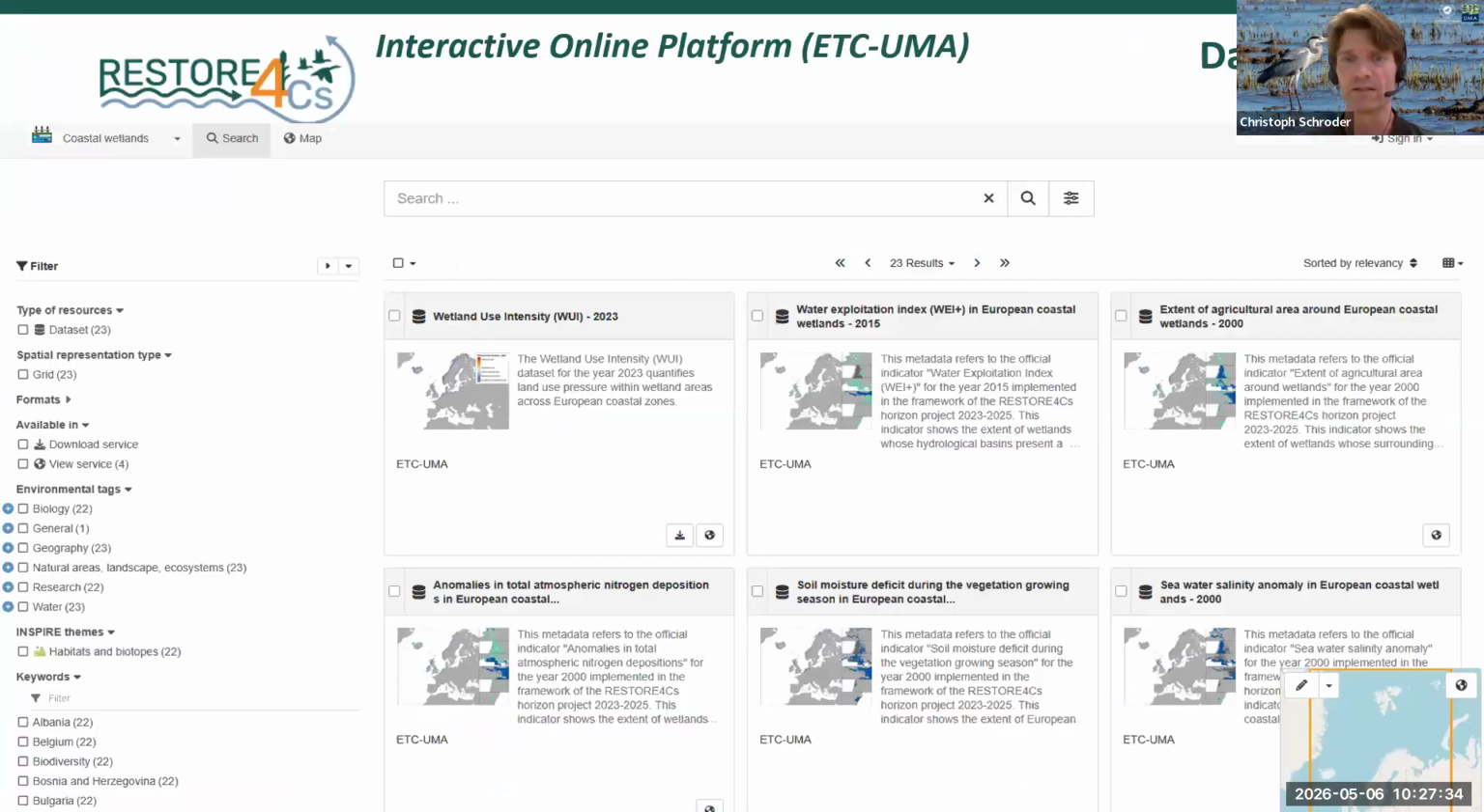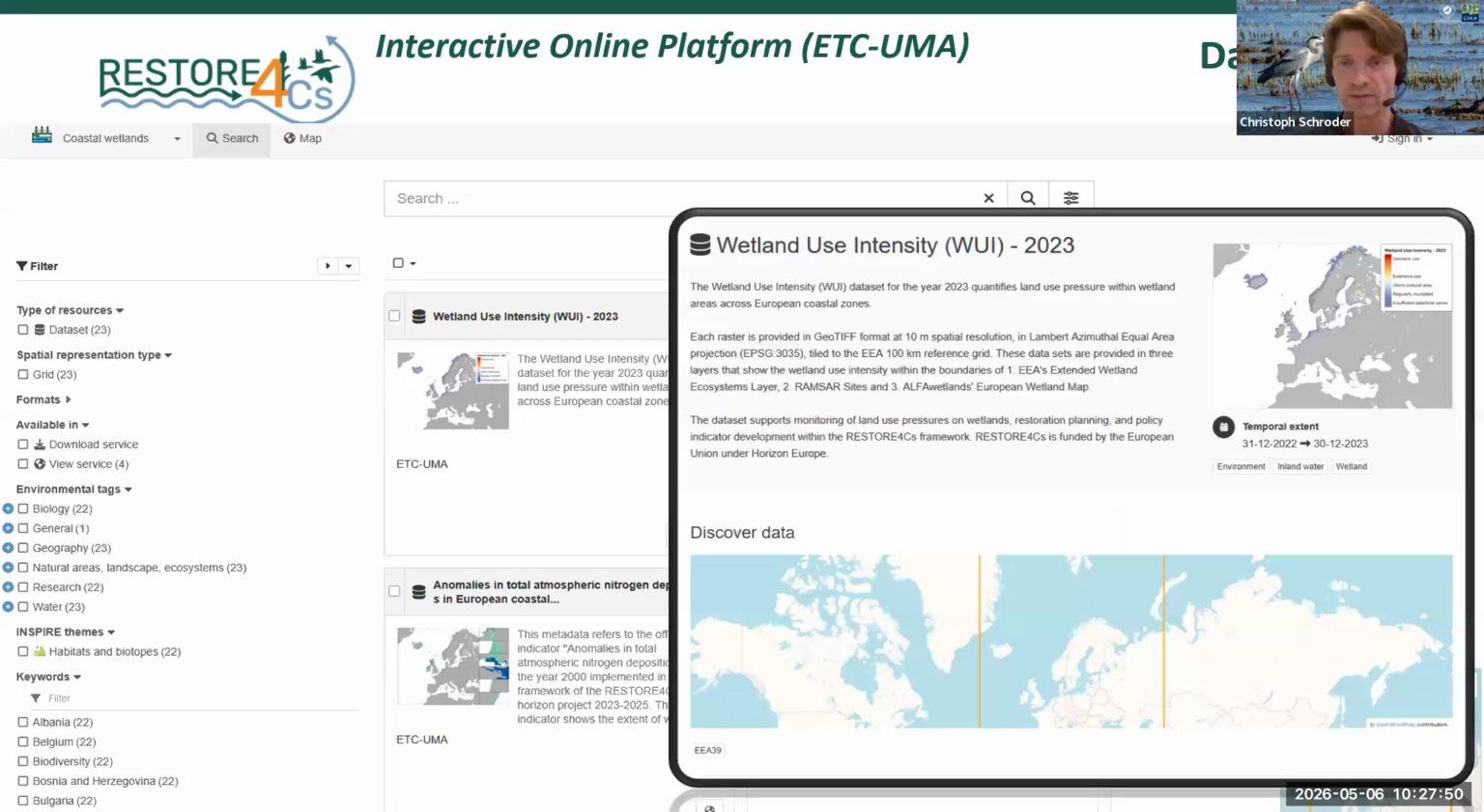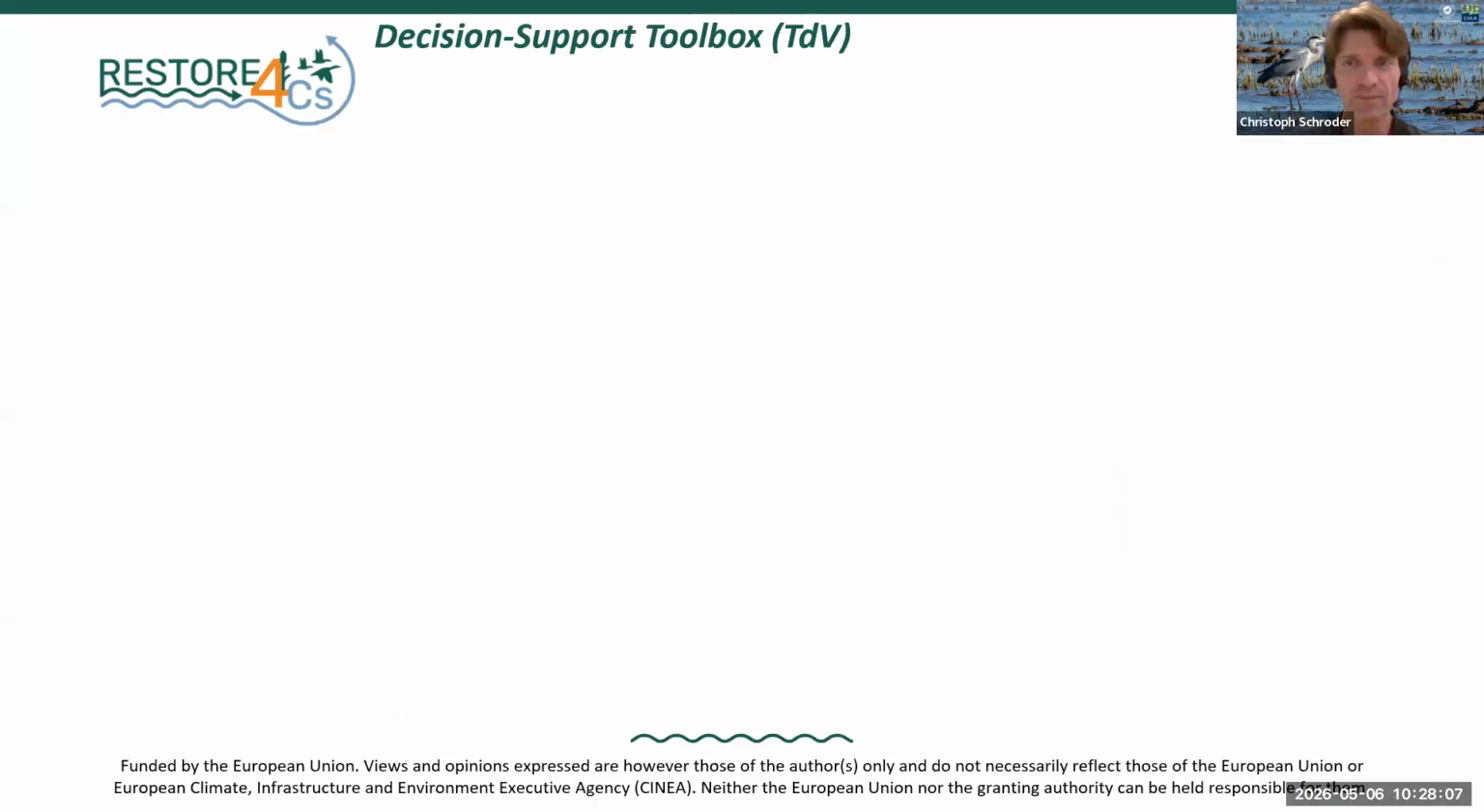Finally, the backbone, obviously, of every spatial data platform is the data catalog, where all spatial layers that have been produced in the project are available and accessible, and also downloadable. For instance, one key spatial layer that I wanted to also highlight is this wetland use intensity that was produced both for the 6 pilot cases and for the whole European coastal areas. So that would be all from my side, and I would hand over to Dennis.